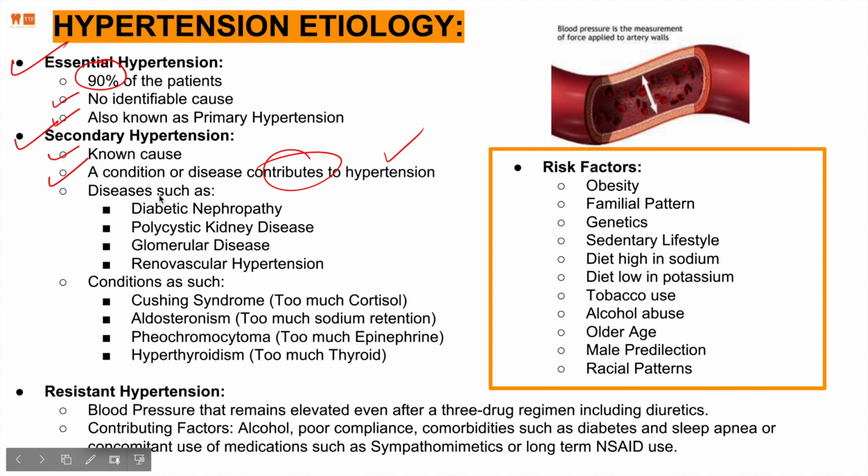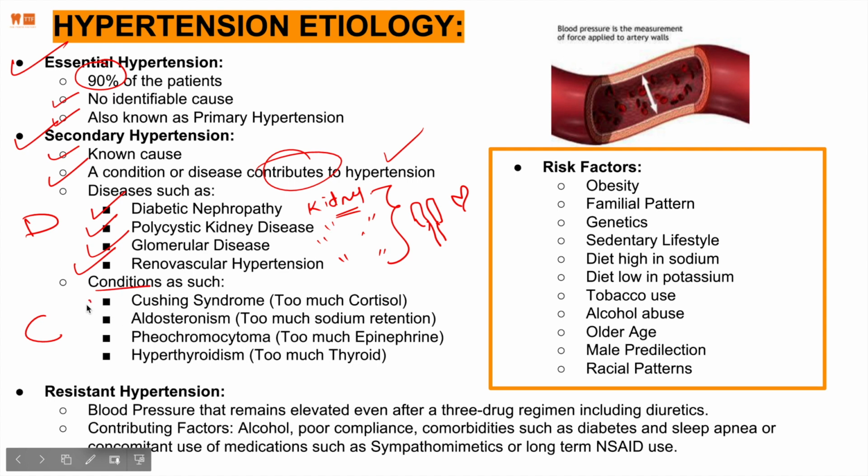So diseases such as diabetic nephropathy. Again, remember it has to do with kidney. So diabetic nephropathy. Then polycystic kidney disease, another kidney. Glomerular disease, another kidney, and renal vascular hypertension, another kidney disease. So when we're talking about systemic, we're going to involve a lot of kidney when it comes to the heart. Perfect. And conditions. So this was diseases, and this is conditions.